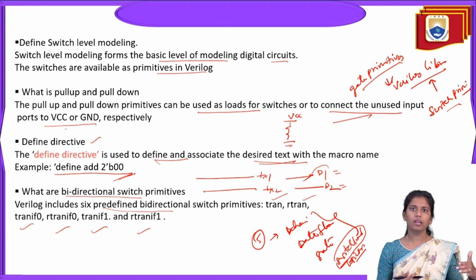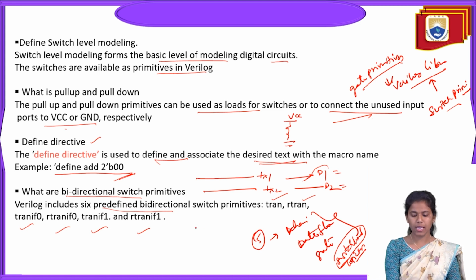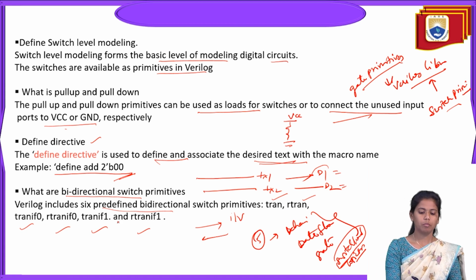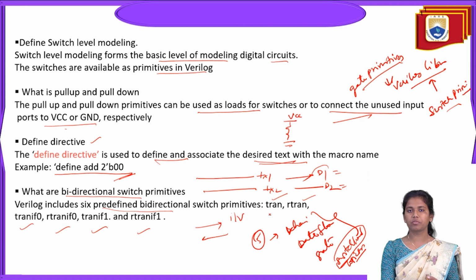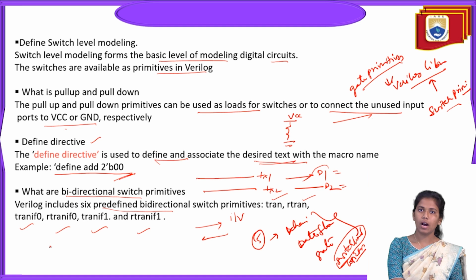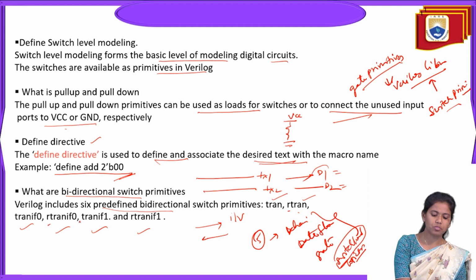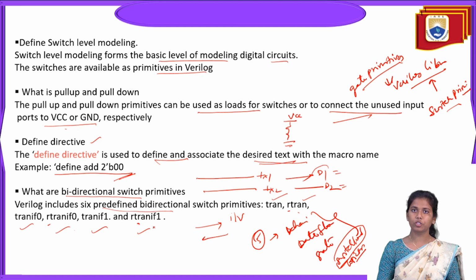Bidirectional means the currents and the voltages can come and go simultaneously. The simultaneous occurrence of current and voltage can be observed in these bidirectional switches. They are categorized into 6 types: tran, rtran, tranif0, rtranif0, tranif1 and rtranif1. Rtran and tran differ in being resistive. We call this a resistive transistor: resistive transistor if 0, resistive transistor if 1. That is how the switch primitives can be observed.